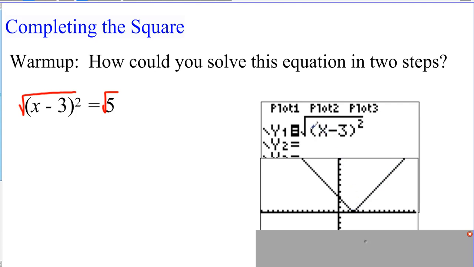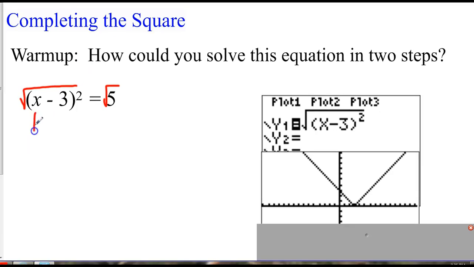We can't have any negative numbers come out of this principal root here. So that means when I square root the square, we always get the absolute value. So we've got the absolute value of x minus 3 equals square root of 5. Well, of course, the absolute value means that there is a positive or negative number that makes this true. So that means we've got x minus 3 is equal to the positive or negative square root of 5.